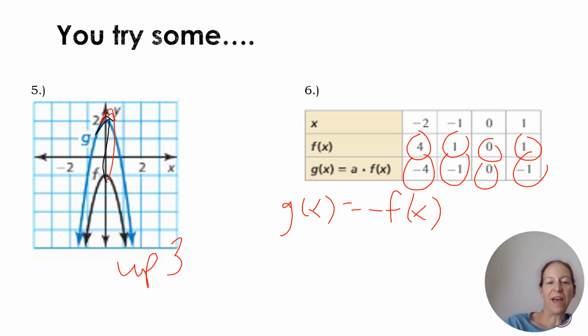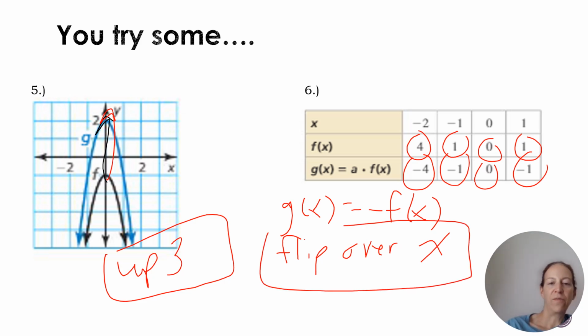And so what that is, is a flip over the x-axis. So up 3, flip over the x. And you might have said, oh, I think it went down 8 or down 2, but then you notice the pattern doesn't hold. So you're always looking for a pattern that holds.